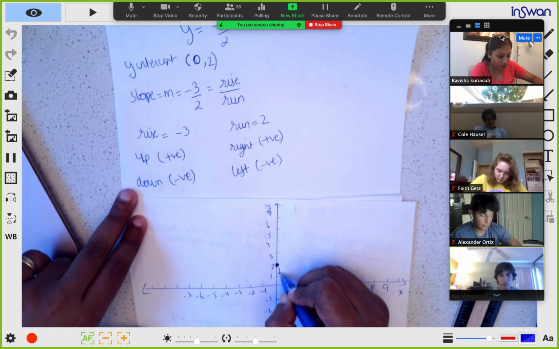And then go 2 to the right. From this point, I'm going to go 2 towards right. I reach this point. I got my second point. I want one more point. How do I get one more point?